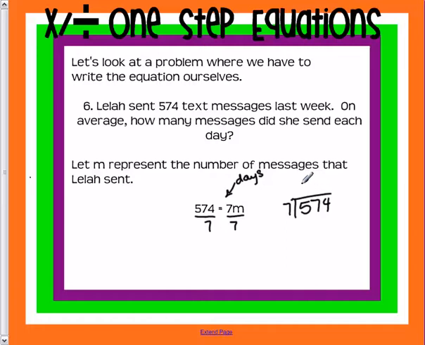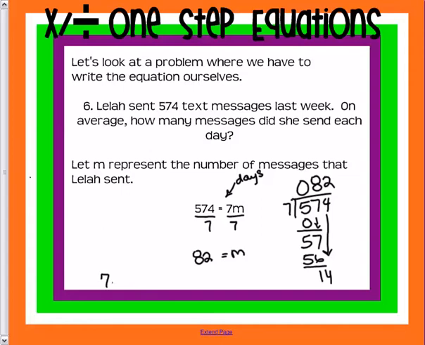57, it doesn't go into 5, so bring down a 0. Bring down your 7. It goes into 57 8 times, which is 56. You have 1 left over. Bring down your 4. Goes into 14 2 times. So our M would equal 82. They're both positives, so that's why we get positive 82.